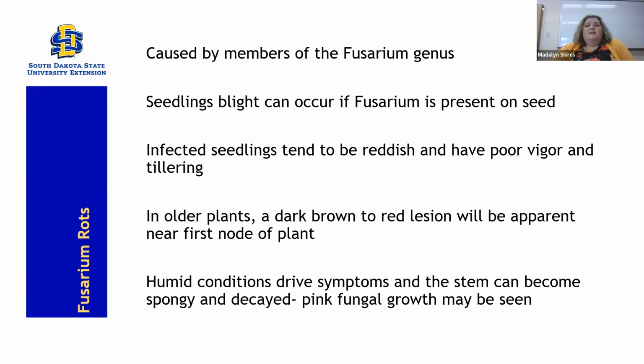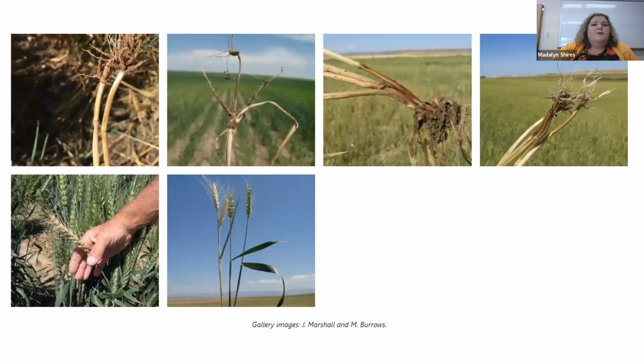In older plants that get infected, a dark brown to red lesion will be apparent near the first node of the plant, so in that first few inches above the soil line. Humid conditions drive the symptoms, and stems can become spongy and decayed with a pink fungal growth on the stem. I've got some pictures next. So you can see here that discoloration that's happening around the first node. This is happening because the fungus is preventing the movement of nutrients. And this is some other examples.